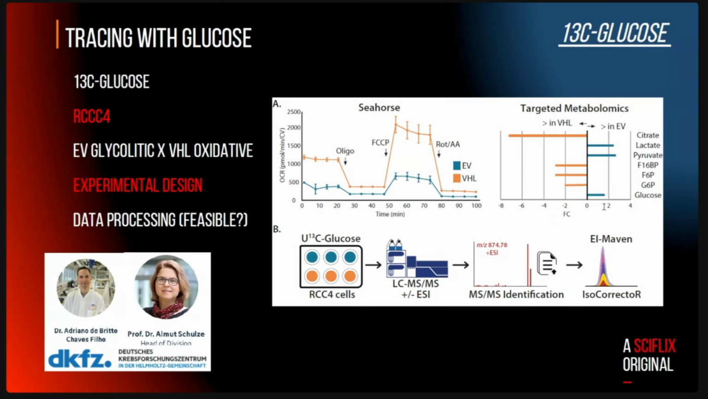They performed some metabolism measurements here with Seahorse, and to prove that the VHL cells were more oxidative, they also performed some targeted metabolomics. They figured out that in the glycolytic cells there was accumulation of the substrates and products, glucose, pyruvate, and lactate, whereas in VHL you have accumulation of the intermediates. And so we treated the cells with uniformly labeled glucose for 48 hours, and then performed lipidomic analysis.